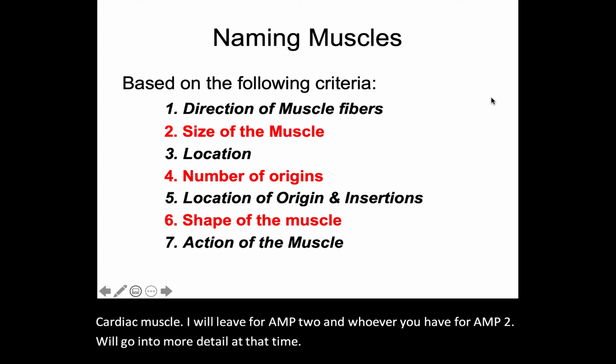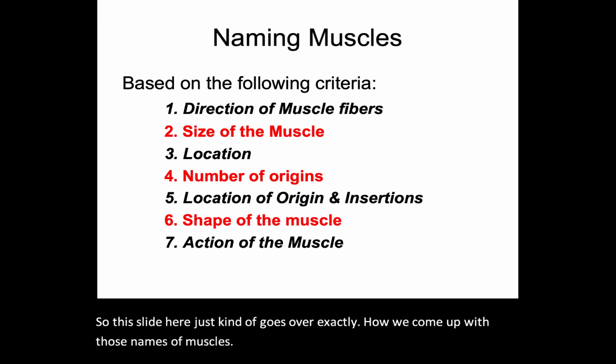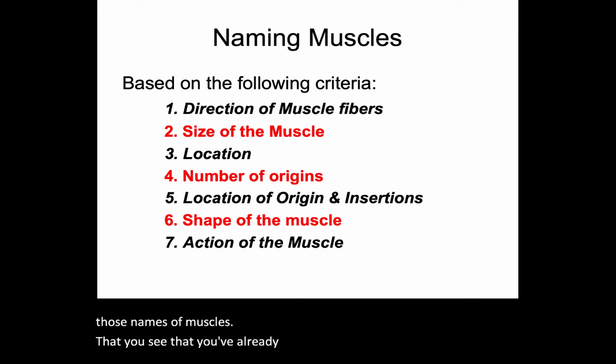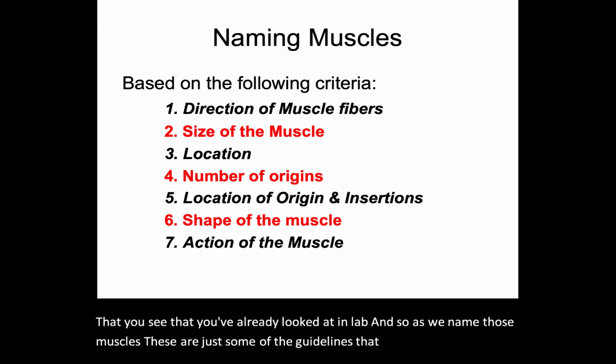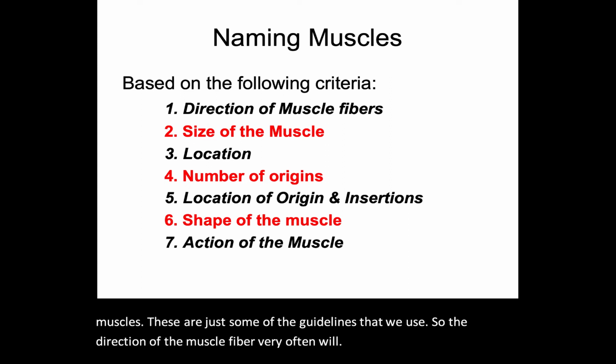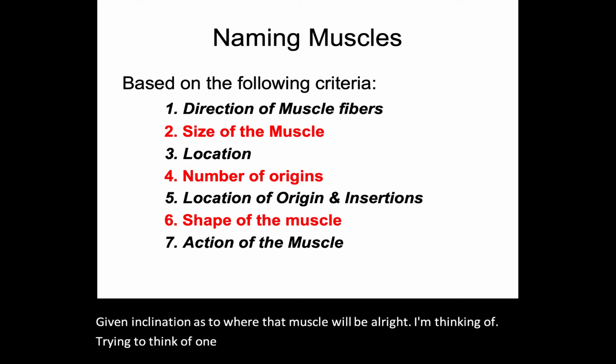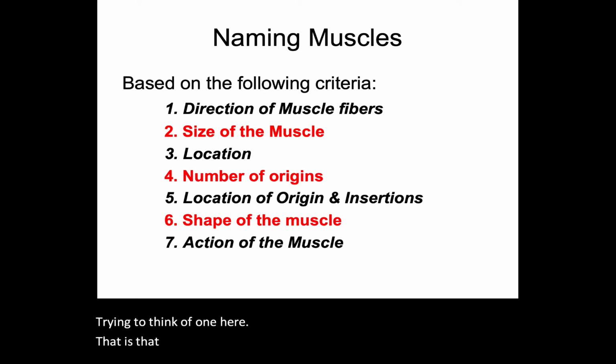So this slide here goes over exactly how we come up with the names of muscles that you've already looked at in lab. As we name those muscles, these are just some of the guidelines that we use. The direction of the muscle fiber very often will give an inclination as to where that muscle will be. I'm trying to think of one here that is pretty straightforward.